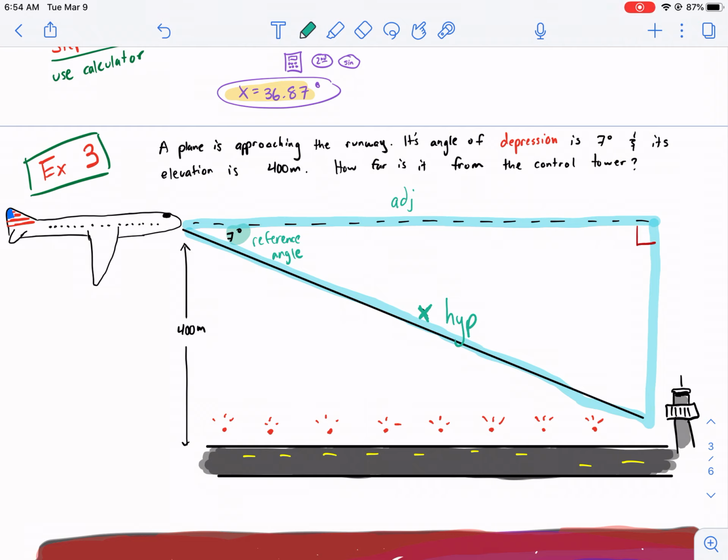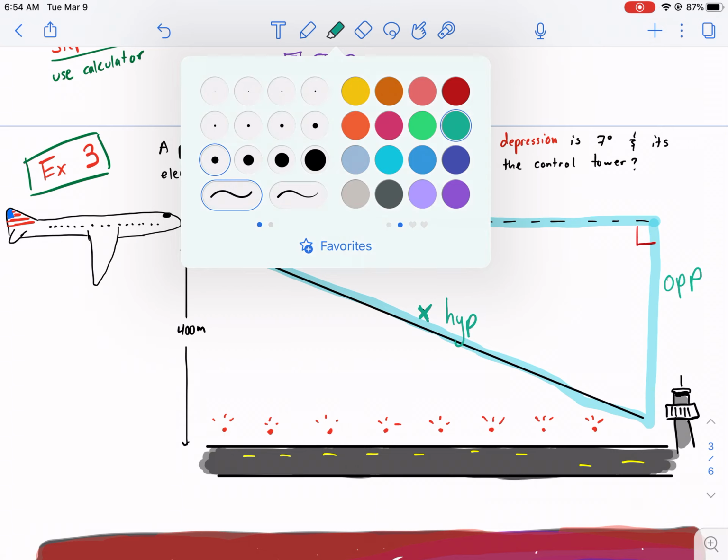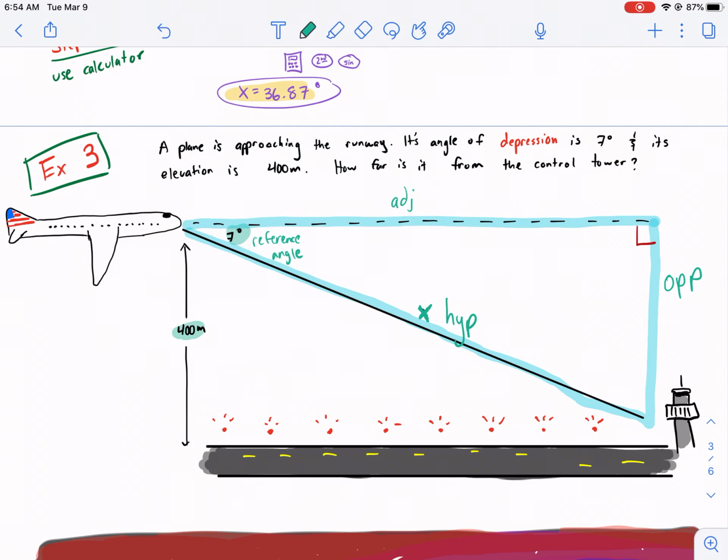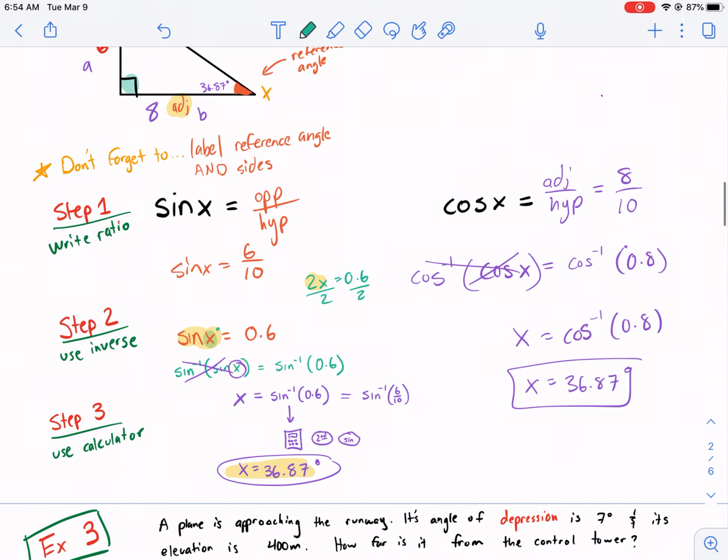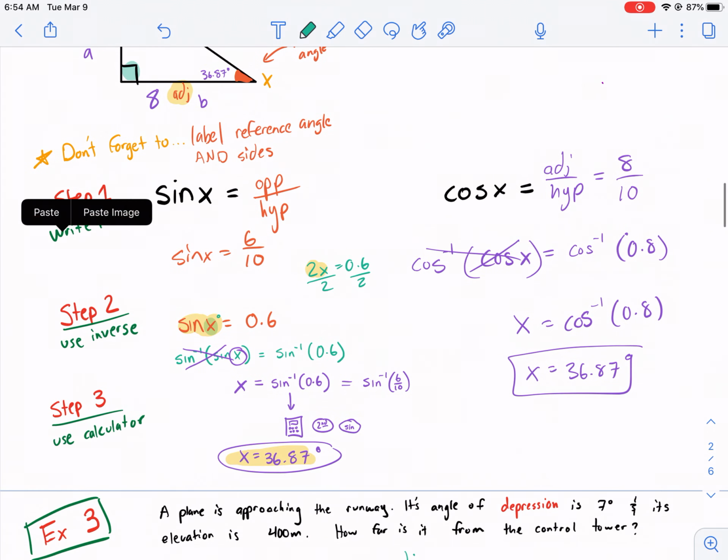I don't know anything about that. And then I have this as my opposite side. And do I have information on that? Yes, I do. Notice how I have this 400 meters right here. That's my altitude. This altitude is going to be the same on this side, so this is going to be 400 meters. Okay, so done with step 1. Reference. I'm done with my labeling.